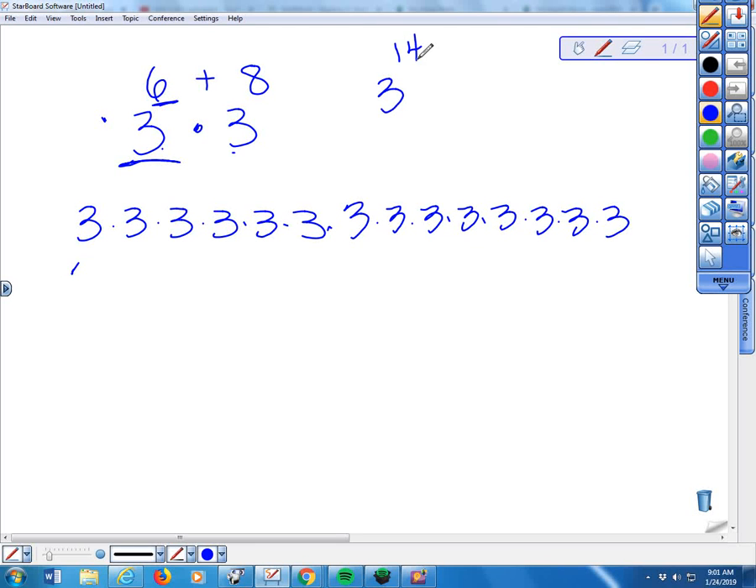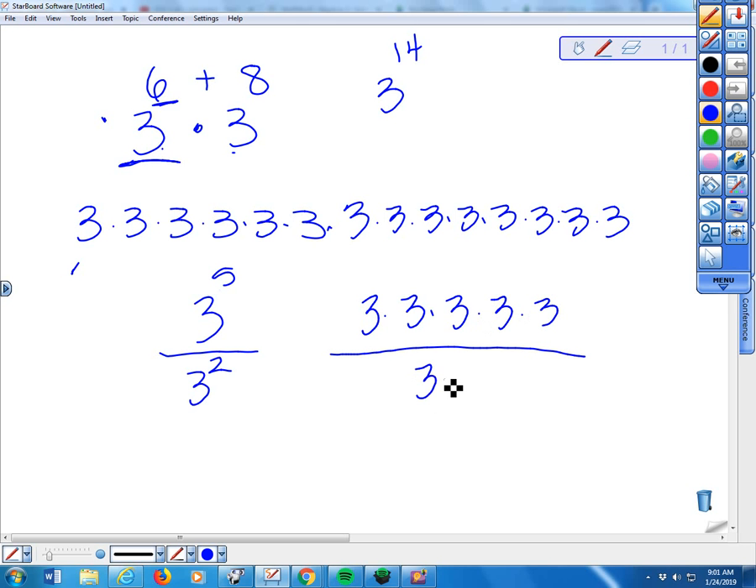If I took 3 to the 8th, let's make it something smaller, 3 to the 5th, and divided by 3 squared, this is 3 times 3 times 3 times 3 times 3 divided by 3 times 3. So this cancels with this, cancels with this, and I'm left with 3 to the 3rd power. And I get that by subtracting 2 from 5. So this is the same as 3 to the 5 minus 2 power, which is 3 to the 3rd.